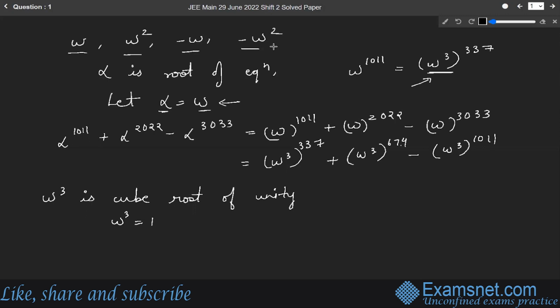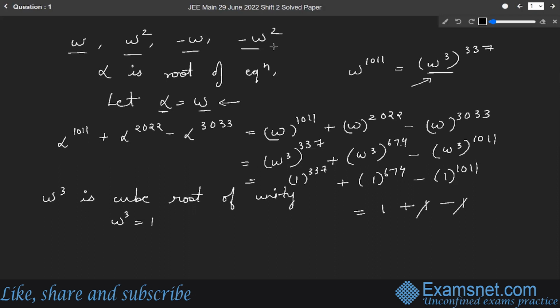So now we have these values. Now let us put the value of omega cube. We know that omega cube is equal to 1. So it will be 1 power 337 plus 1 power 674 minus 1 power 1011. So 1 power 337 will be 1, plus 1 power 674 will be 1, minus 1 power 1011 will be also 1. But since there is a negative sign, it will be minus 1, right?